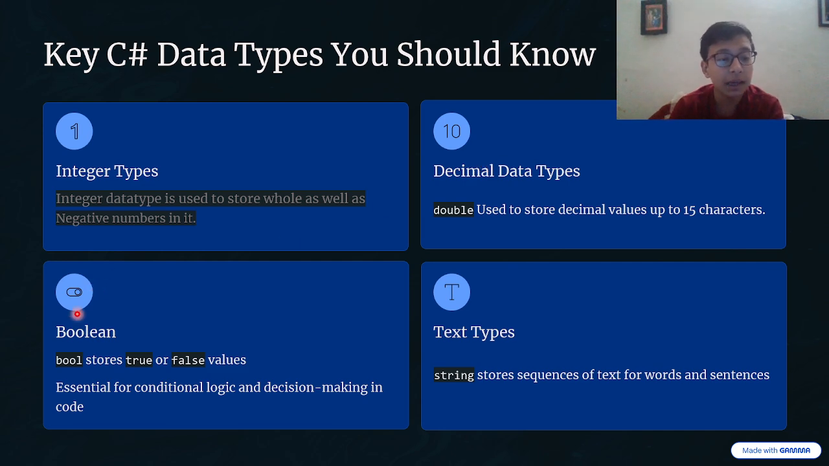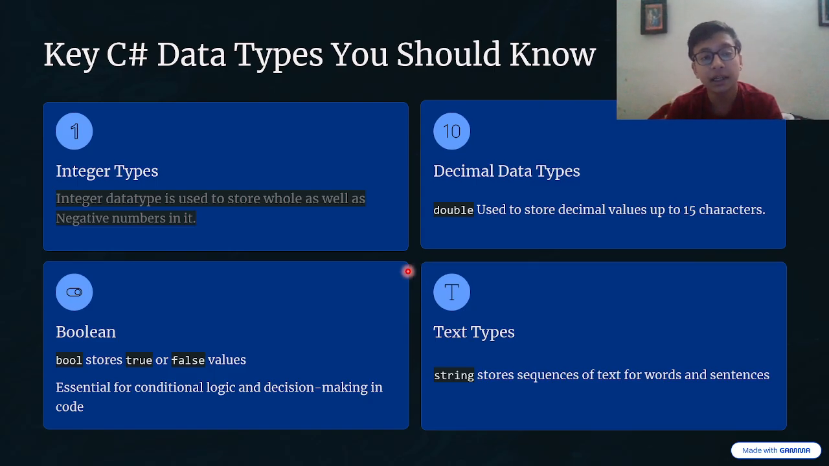And the third data type is boolean. Boolean stores true or false. If the data in it is true, the value will be stored as 1, and if it's false, it will be stored as 0. And the last data type, also a most widely used data type, is string. It is used to store text or words or sentences.